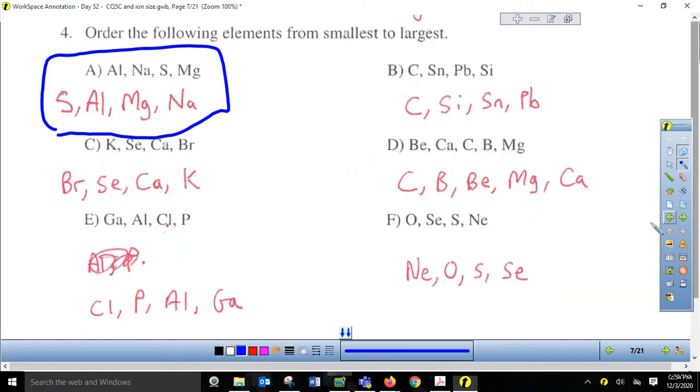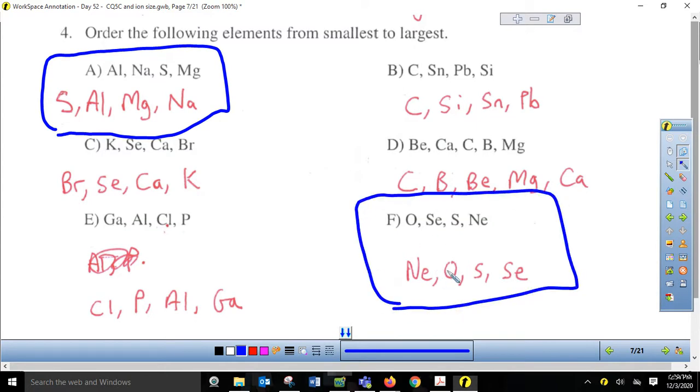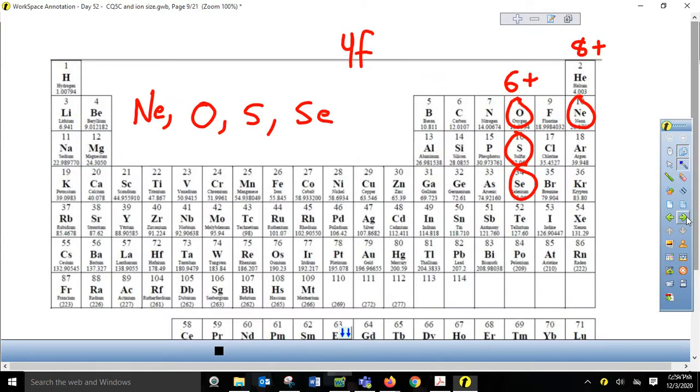All right, let's take a look at 4F. I'm sorry, 4F is a little bit harder because we're going to have things in the same column and things in the same period. So we got neon, oxygen, sulfur, selenium. So here are those 4 elements highlighted on our periodic table for question 4F. So the question is, which one is the smallest? And the answer is neon.